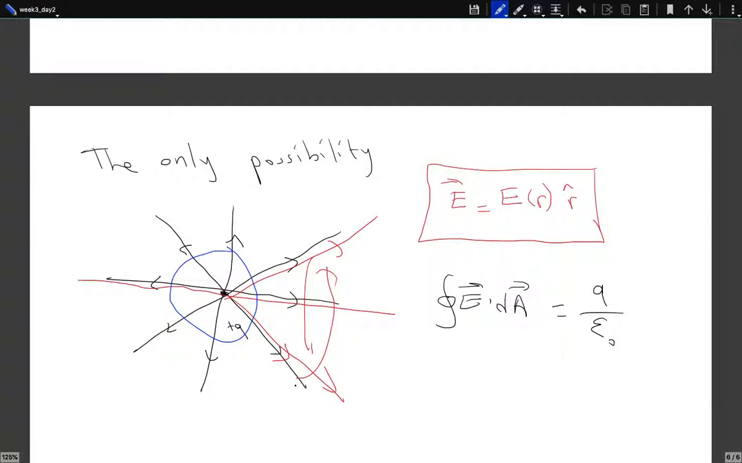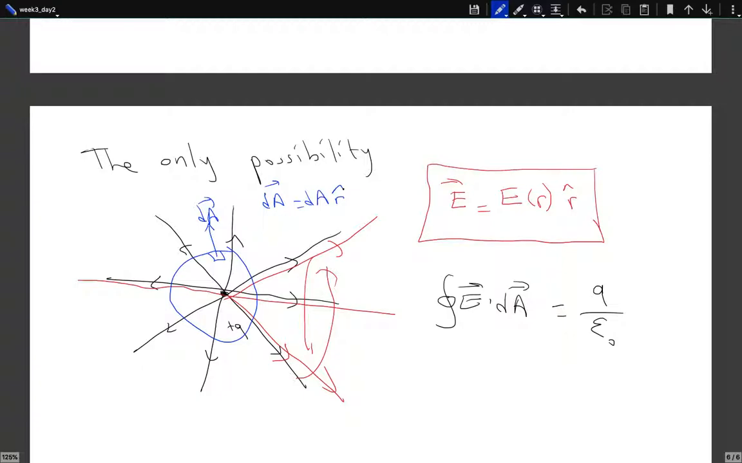Well, at every point, I can imagine a very small area vector. And that area vector, its magnitude will be the magnitude of that very small area, and its direction will be in the radial direction. Now I have chosen my surface based on my knowledge of the electric field. I know that the electric field is in the radial direction. The area vector is in the radial direction. Now I can go and evaluate this integral for my sphere.